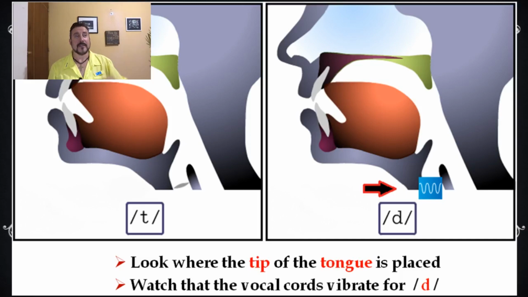T, t. Great. Now, let's do the same thing, but instead of pushing air, make sounds from your throat. And if you want, put your 2 fingers right here at the base of your throat and do it. D, d. No voice, t. Voice, d. T, d. You see? Great. So now we've determined voiceless, t, and voiced, d. This is going to be key. Okay?